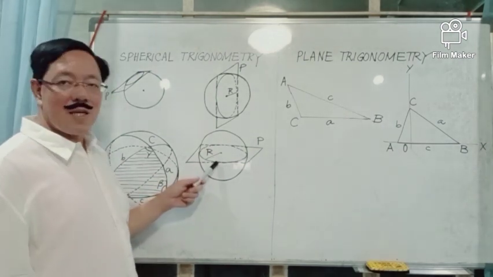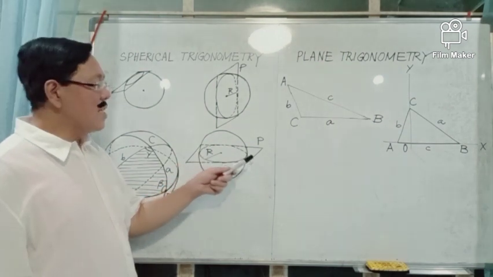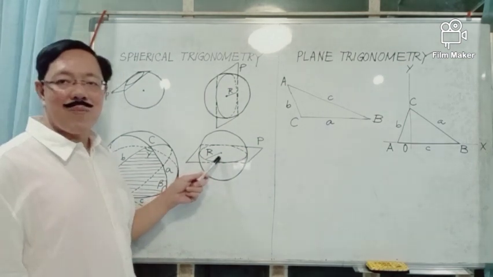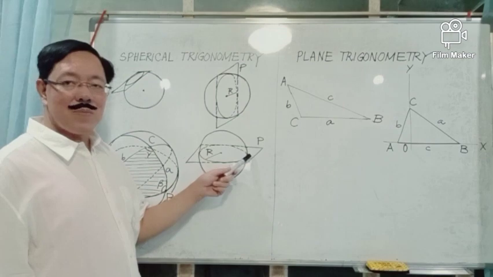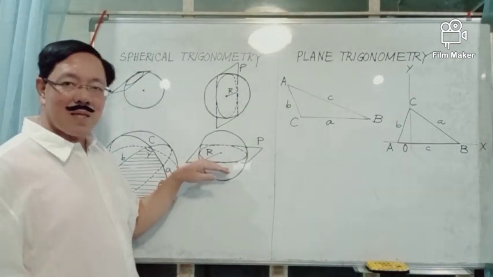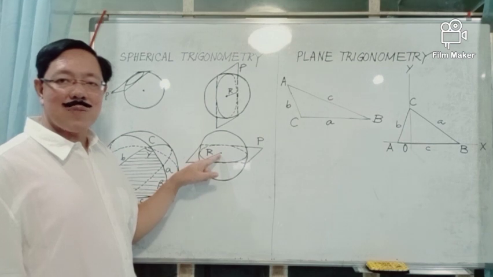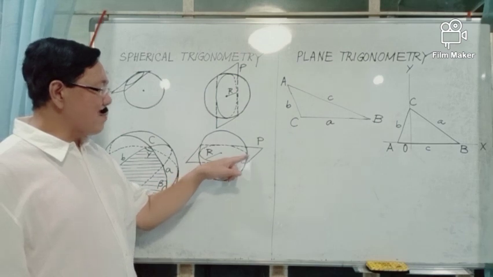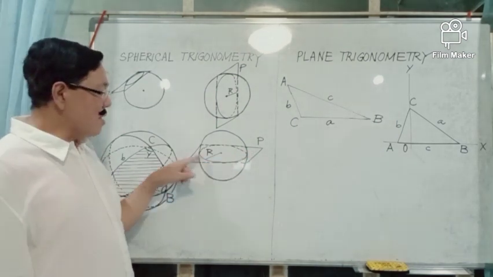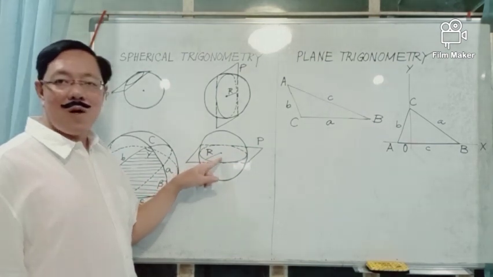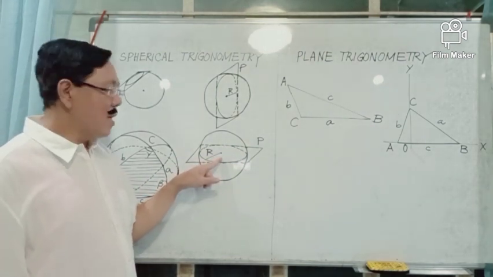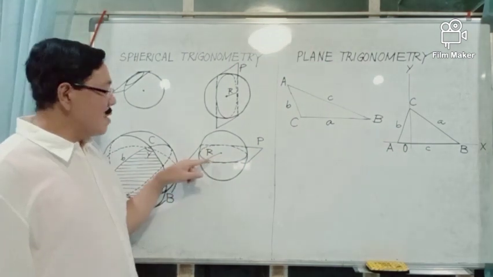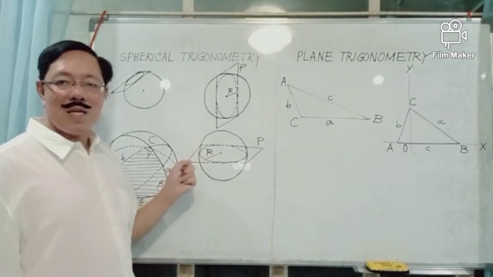A great circle is the intersection of the sphere and the plane that passes through the center of the sphere. Again, if you pass a plane through the sphere and the plane passes through the center of the sphere, the plane P will intersect the sphere, and the intersection of the plane P and the sphere is a circle whose center coincides with the center of the sphere. And the radius of the circle is equal to the radius of the sphere. This circle is what we call a great circle.